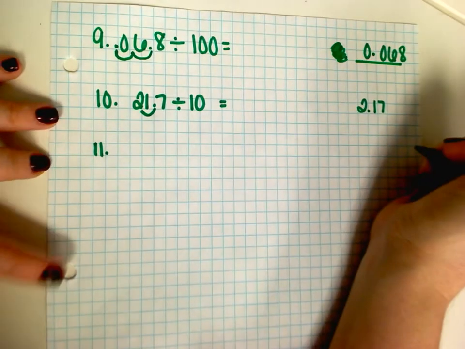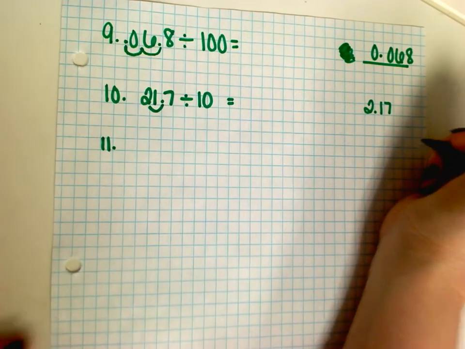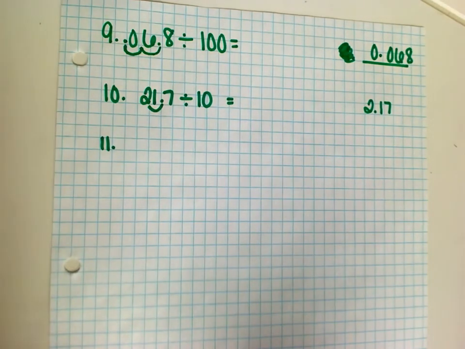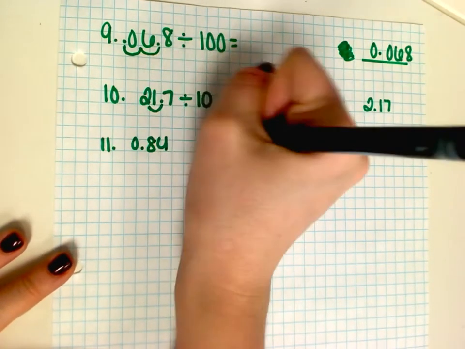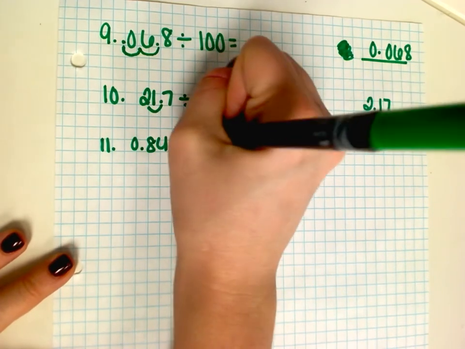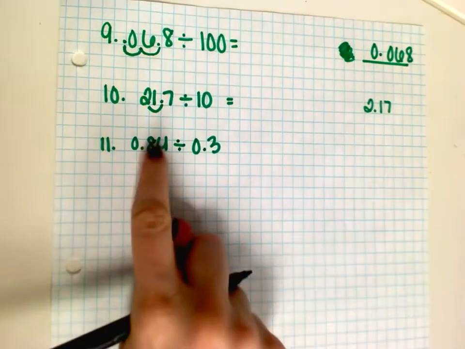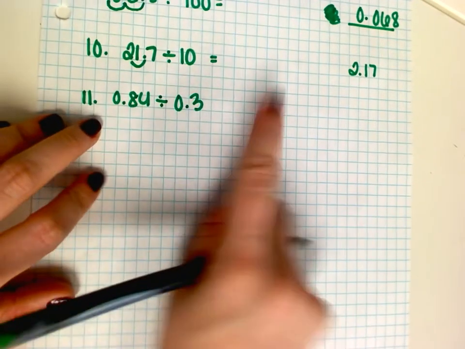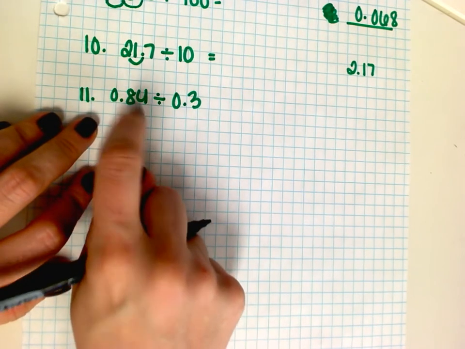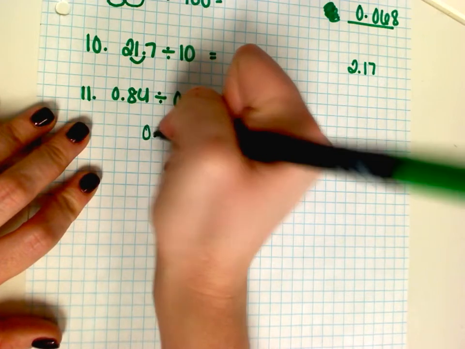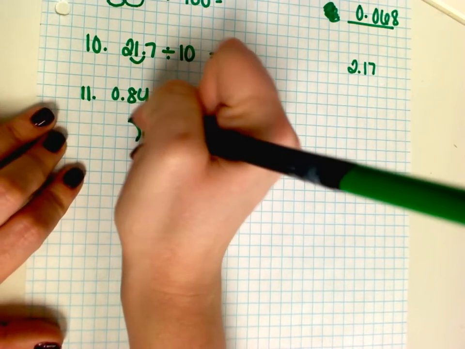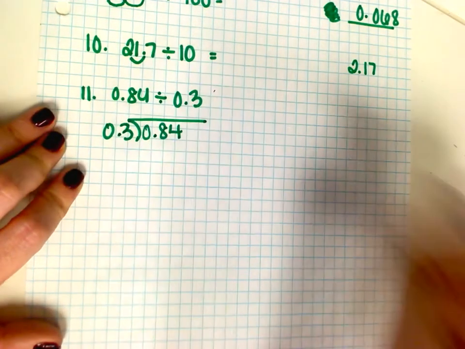Okay, number 11. This one is not a power of 10. This is a division with 2 decimals. So it looks like this, 84 hundredths divided by 3/10. Remember, when it's written out like this, the first number is the one that goes inside of the house. That's your dividend. It's written first. So that's going to go inside the house. On the outside is the 3/10.